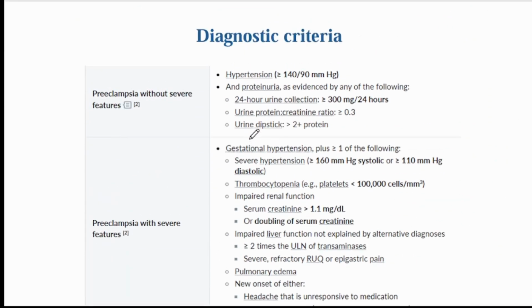Okay, so here are the diagnostic criteria. These need to be fulfilled for us to diagnose it as preeclampsia. Okay, so there is hypertension, of course, hypertension plus proteinuria, and proteinuria can be evidenced by any of these. So 24-hour urine collection, it should be equal to or more than 300 milligram per 24 hours. And urine protein over creatinine ratio should be more than 0.3, or urine dipstick should be 2 plus protein. So this is not very objective. These two are measurable. This is kind of subjective. This is the gold standard, 24-hour urine collection.